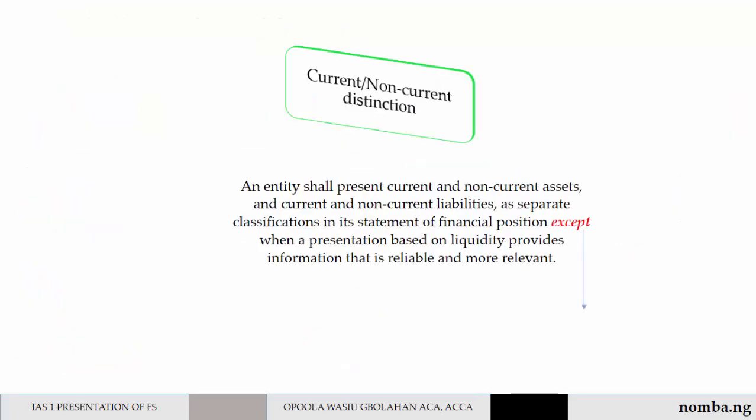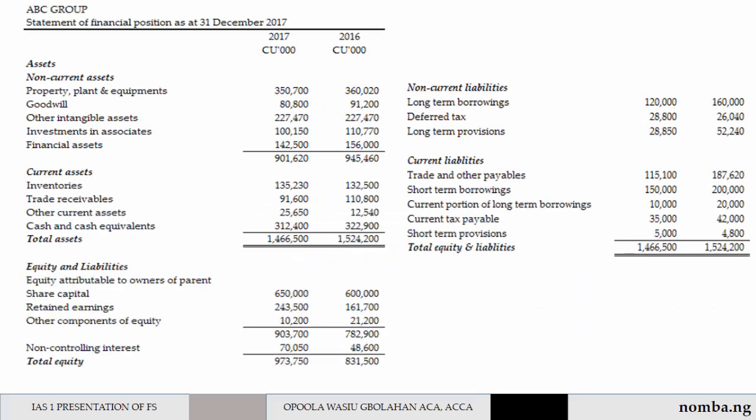However, when that exception applies, an entity shall present all assets and liabilities in order of liquidity. This means that the presentation of assets will start from the most liquid asset, which is cash, and end with the property, plant, and equipment. While the presentation of liabilities will start from the liabilities that are falling due very soon, which is the trade payables, and end with the long-term liabilities.